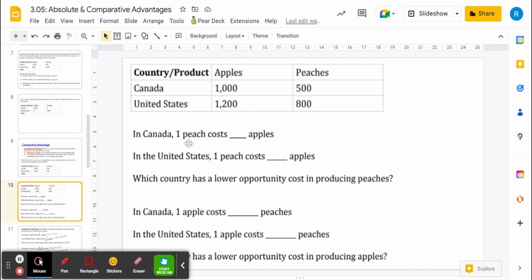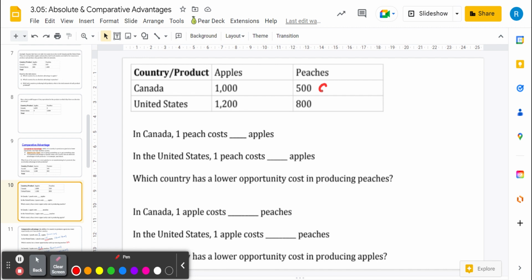In Canada, one peach would cost them how many apples? In other words, in the time it would have taken them to make one peach, how many apples could they have made? You figure this out by dividing the total apples over the total peaches. If Canada could make 500 peaches and 1,000 apples, then in the time and resources it takes to produce one peach, they could have produced 2 apples. For every extra peach Canada makes, they could have used those resources to make 2 apples.